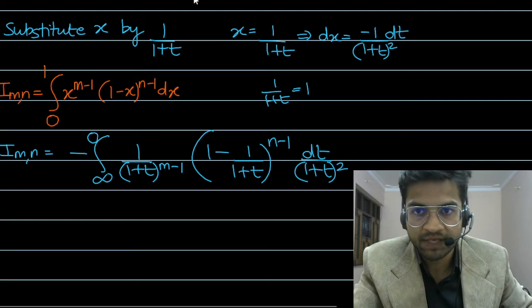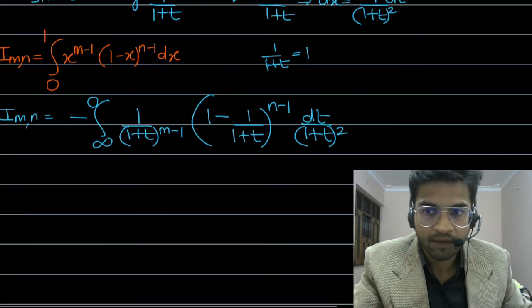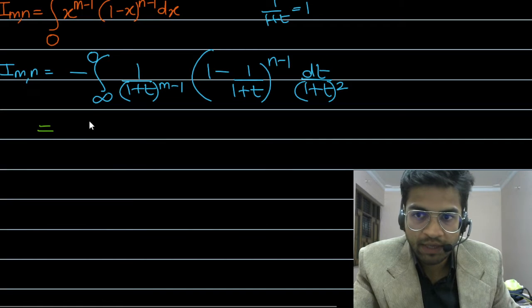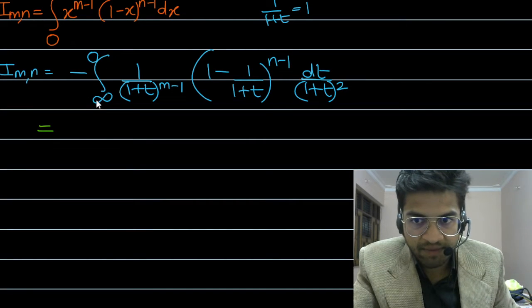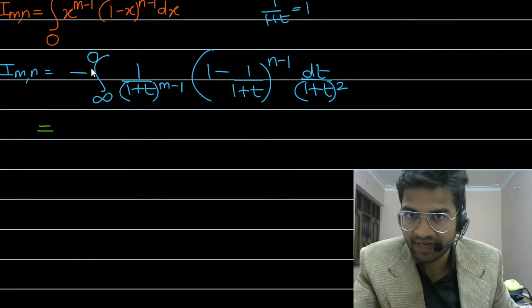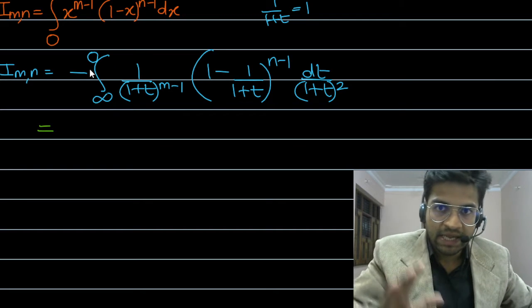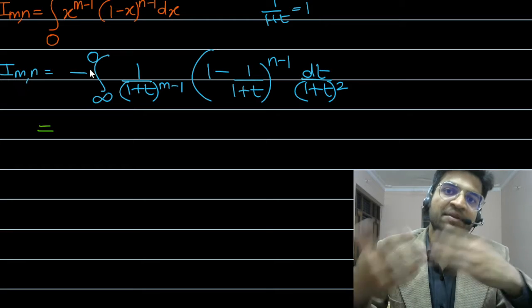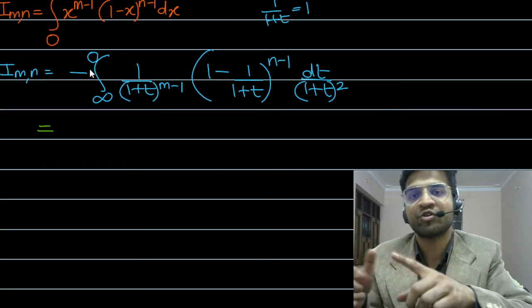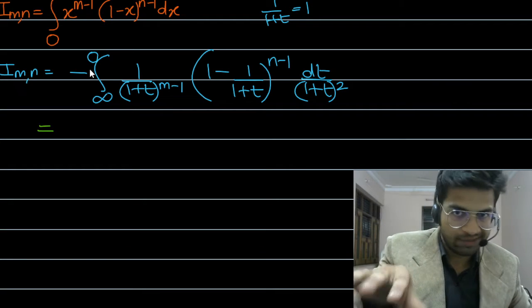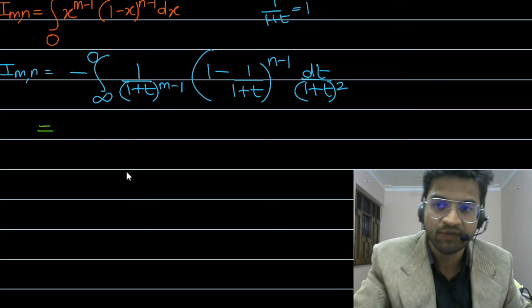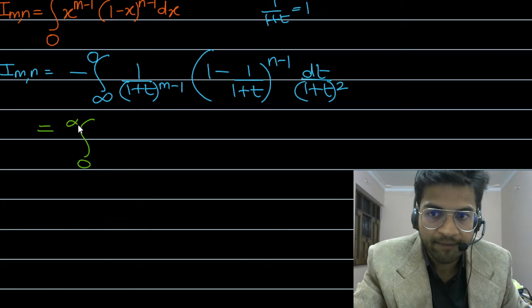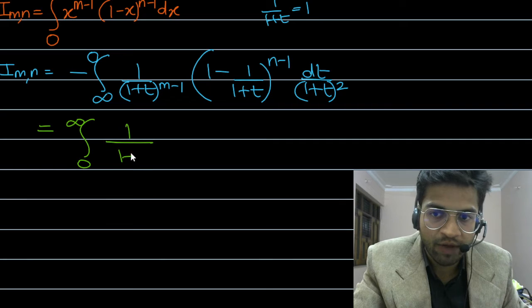Let me solve this. It will be equal to minus, with limits infinity to 0. I hope everyone can relate to this: if we have a minus sign outside and the limits are b to a, the limits can be written as a to b, but we have to utilize this minus sign. So reversing the limits, we will have 0 to infinity 1 by 1 plus t to the power m minus 1.